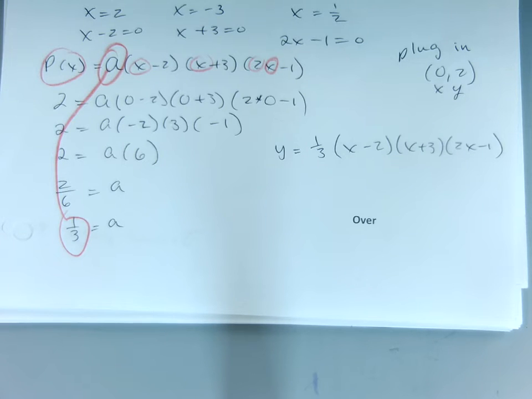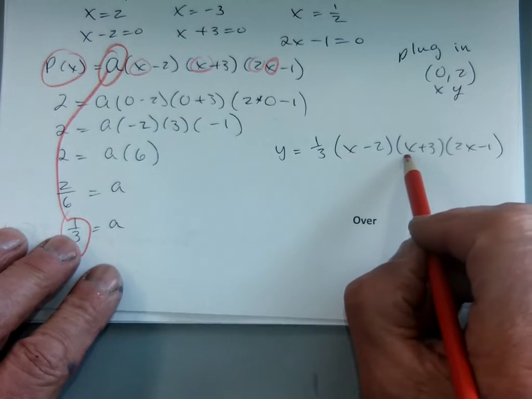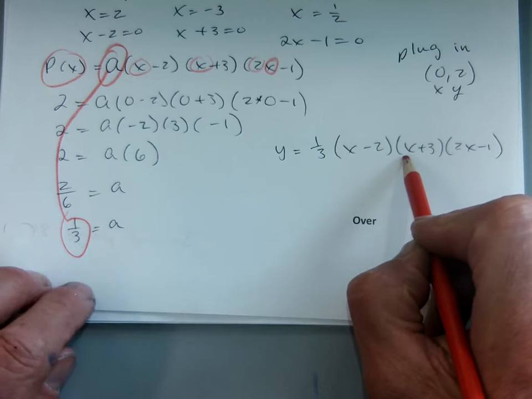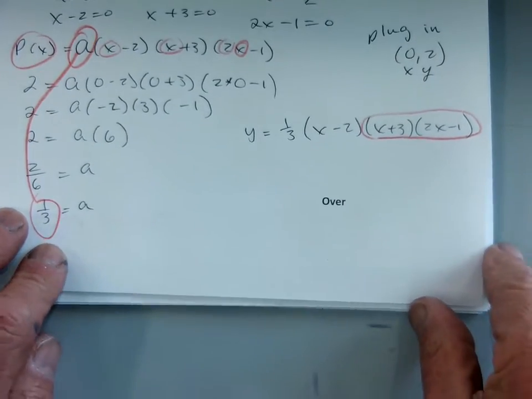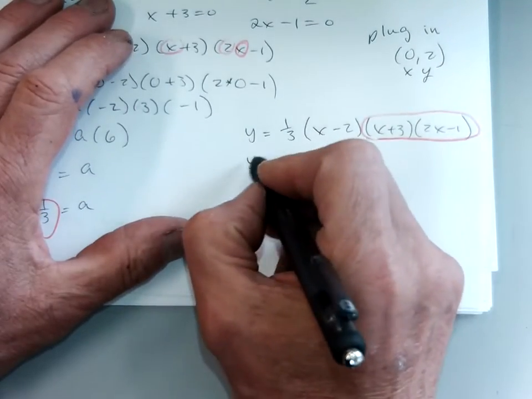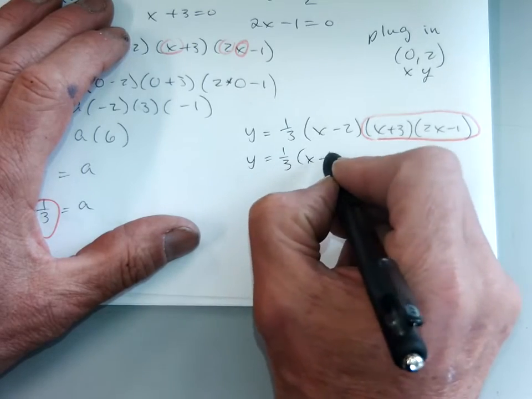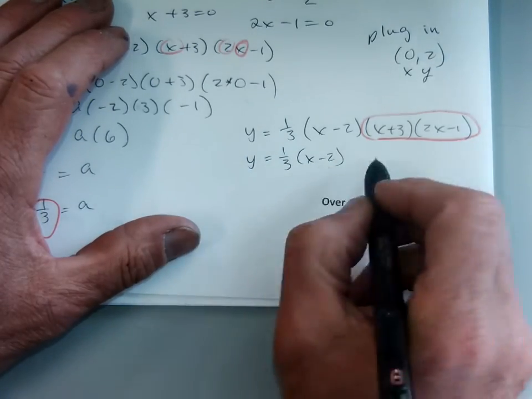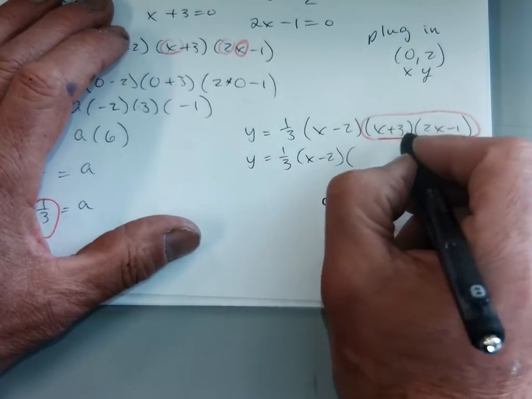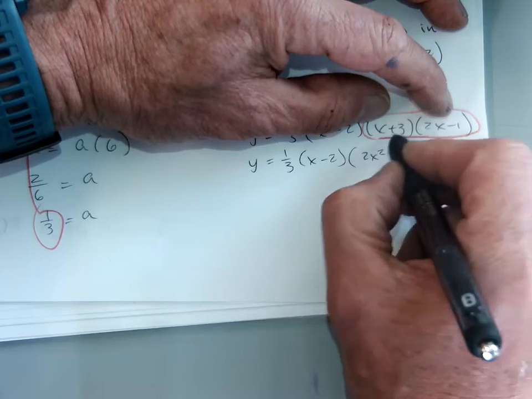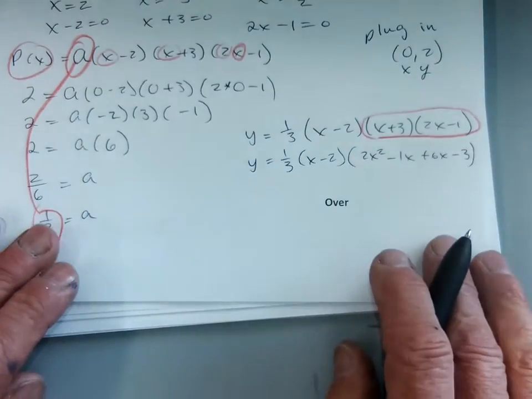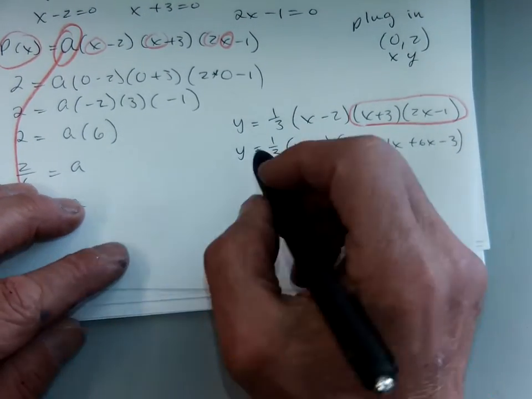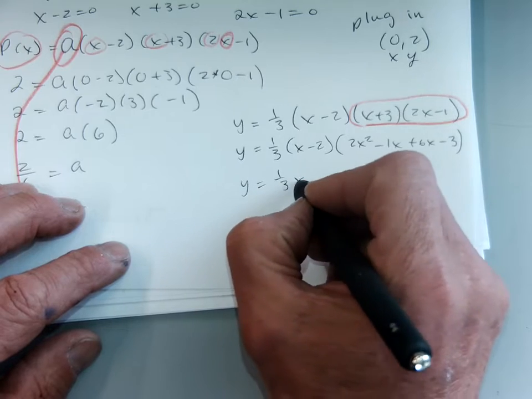I'm going to do something a little different this time because I like to do this. I'm going to multiply these two together first. Just makes it easier for me. So I'll keep my y equals 1/3 times x minus 2 here. Actually, I can make that a 1/3 x minus 2/3, but either way. So I'm going to get a 2x squared minus a 1x plus a 6x minus 3.